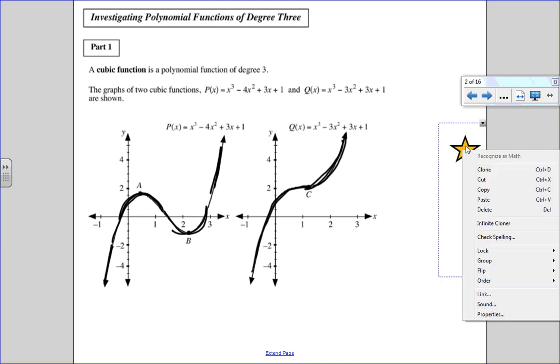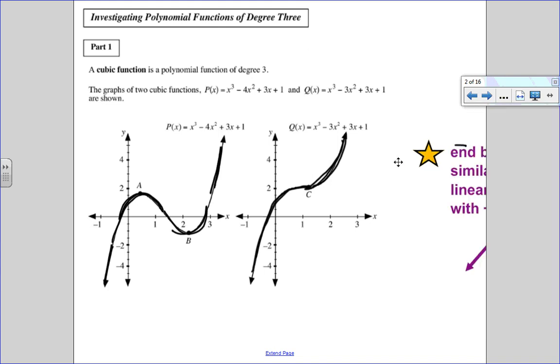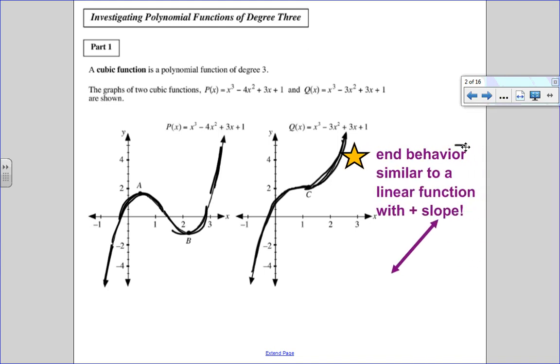The one thing that I want to point out first is this end behavior. If you look at the end behavior of this graph, it's very similar to a linear function. The arms point in opposite directions, and they're going from quadrant number 3 to quadrant number 1, similar to a linear function with positive slope.